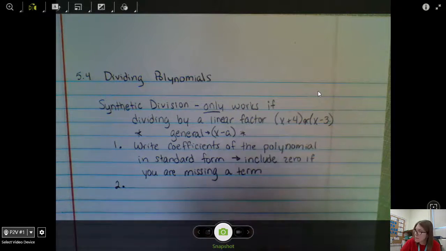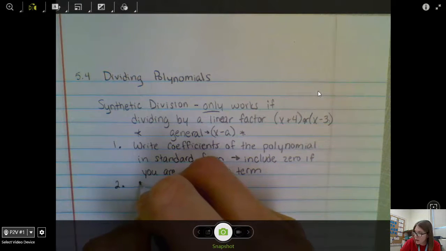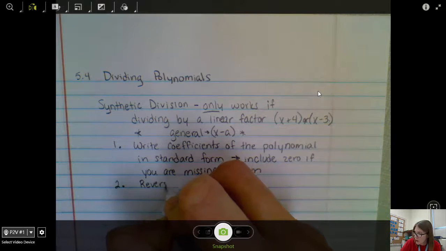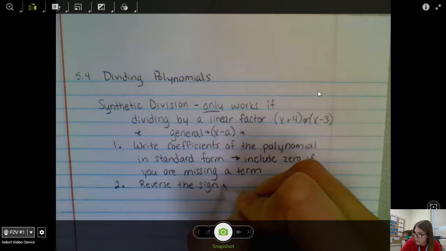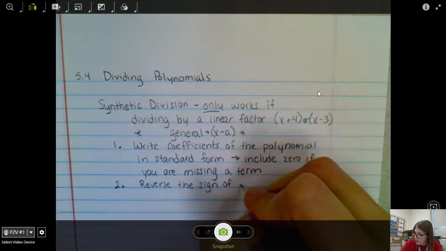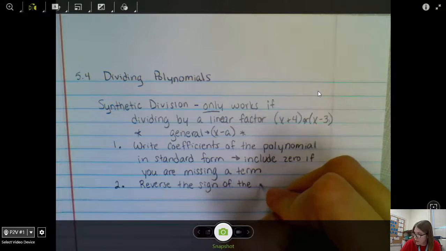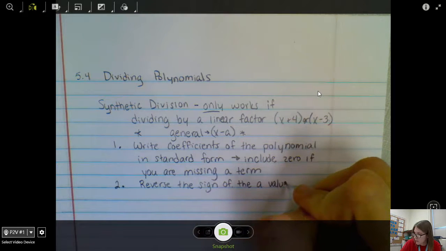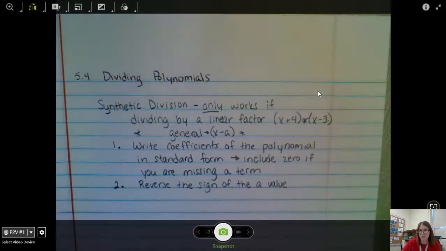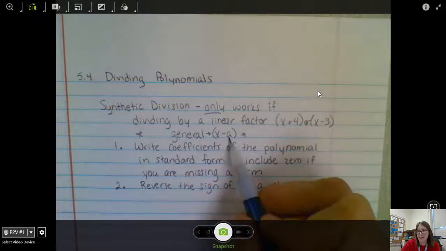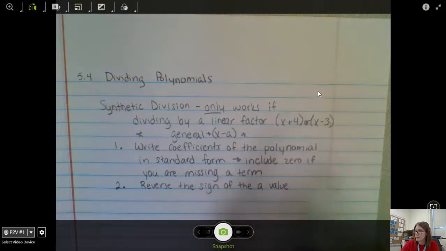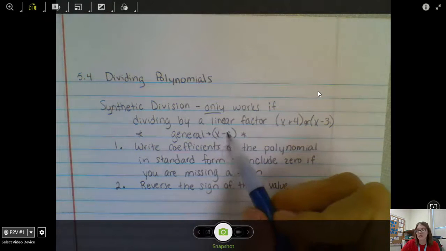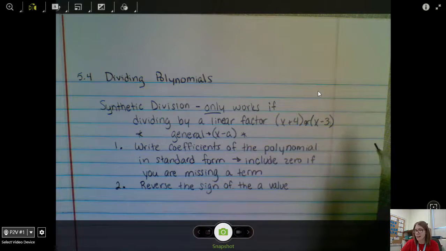Then our second step is to reverse the sign of the a value in our factor. So if we're talking about the a up here, in x minus a, this is the sign that we would have to reverse, kind of like with transformations.